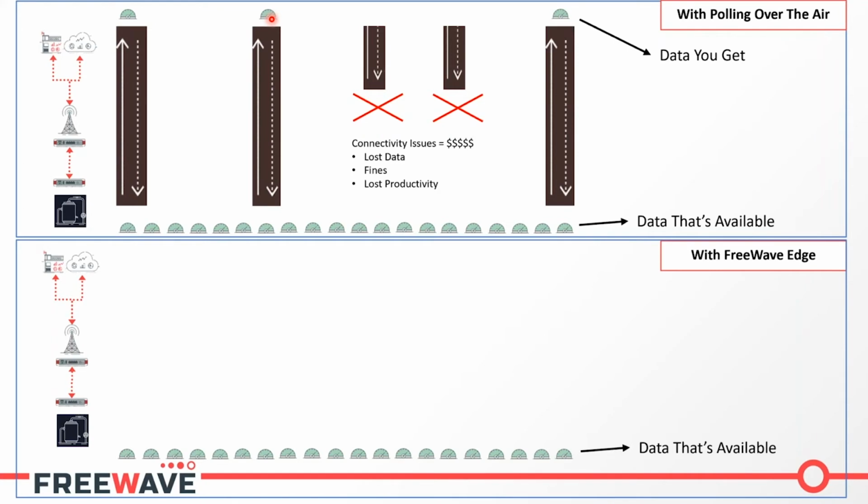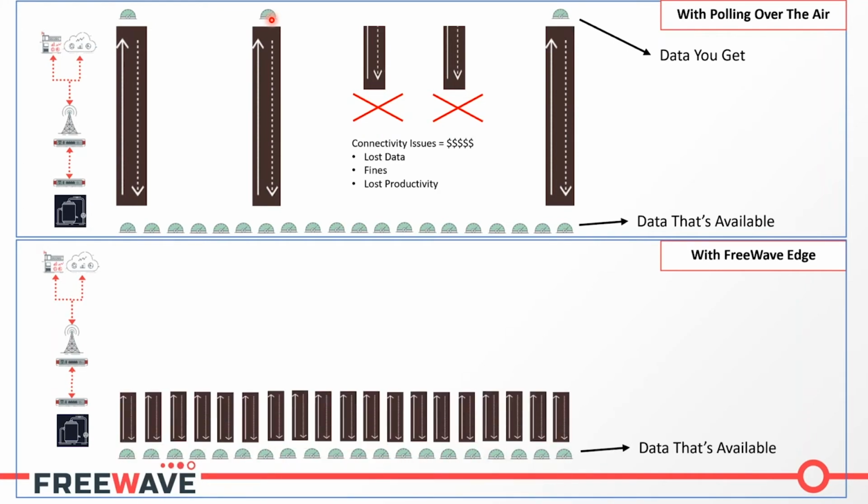So with FreeWave Edge, we install it on the Zoom Link or Zoom Edge that's out at the edge of your network, whether that's any industrial operation. And then we do high-speed edge polling and on-edge data storage. So we're doing polling of the industrial protocols at the edge. We're doing storage on that Zoom Link.